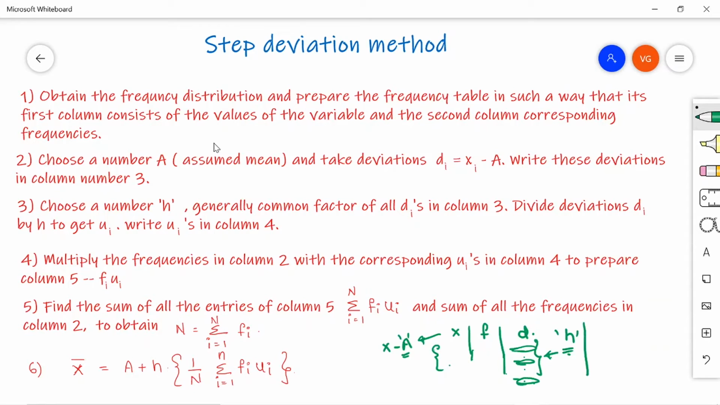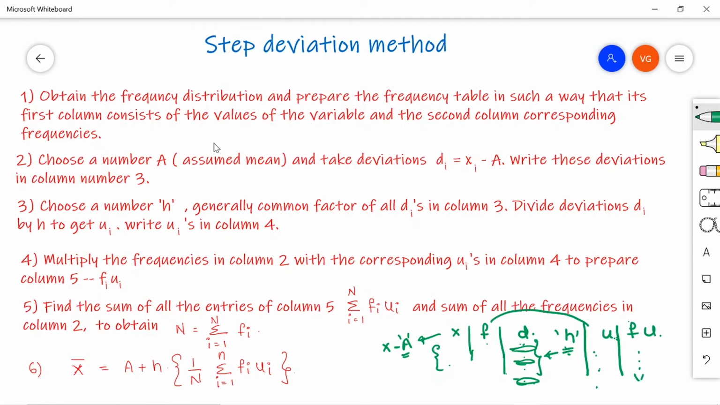You will be writing that in the fourth column as u, right? So u is nothing but dividing your d by h. Generally this h is the common factor of all the d's. Now divide all these d by this h, that is u, right? That is d1 by h, d2 by h, d3 by h, which is nothing but u1, u2, u3 you will be writing. Now you have to multiply f and u. Instead of f and d, like in the previous case, we are multiplying f and u. That is nothing but your fifth column.